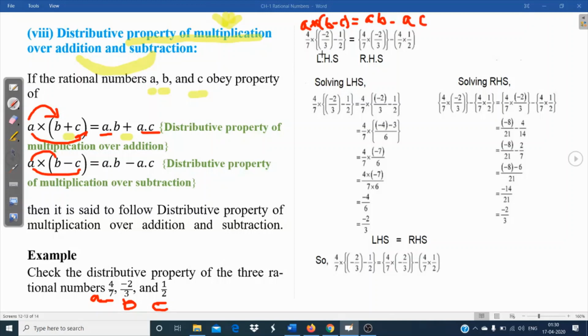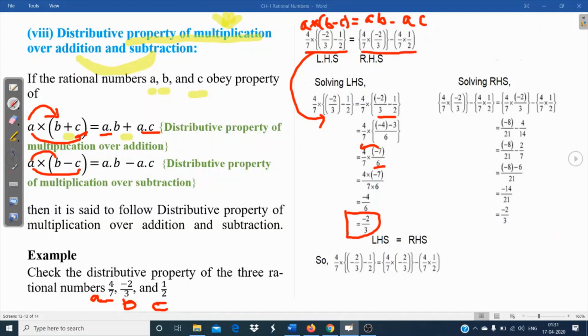Now we have solved this entire LHS separately. First, whatever terms are in the bracket, we solve them first. So we are getting minus 7 by 6 here. This minus 7 by 6 is then multiplied by 4 by 7. So what final answer are we getting? Minus 2 by 3. So finally the LHS is minus 2 by 3.